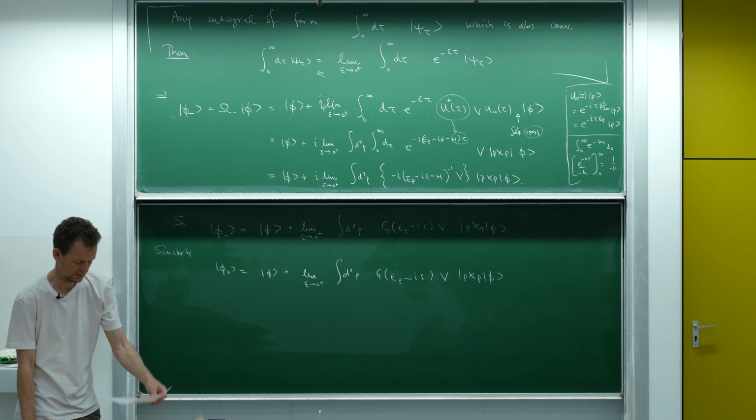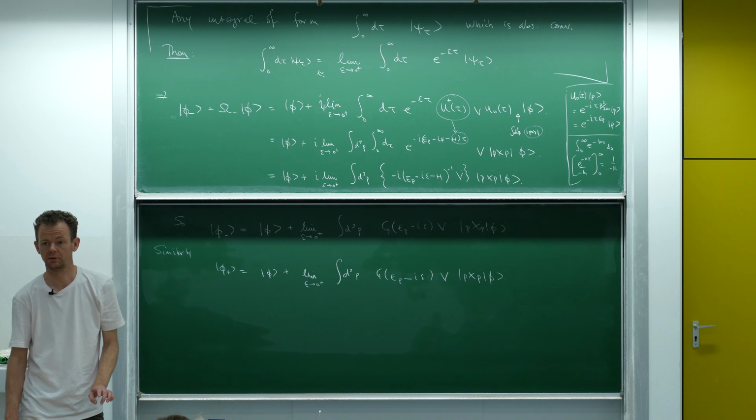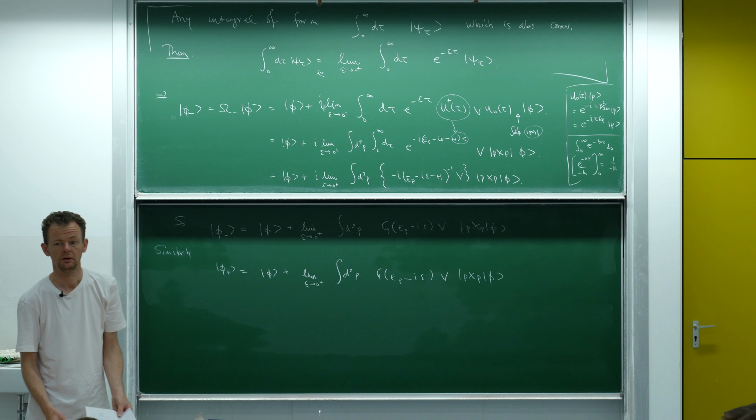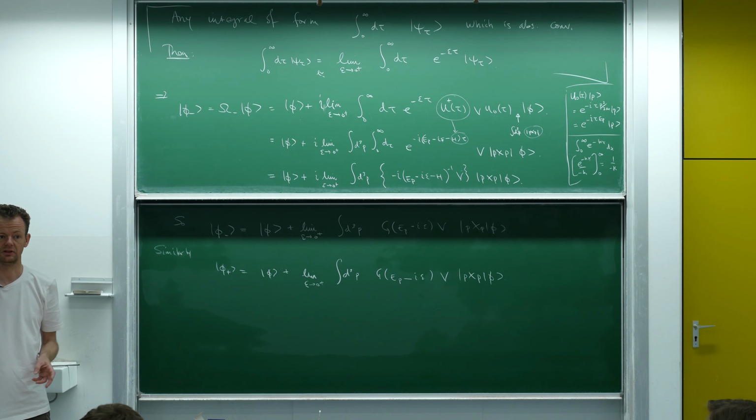But of course, you're entitled to complain that the Miller operator is not something that's observable. It's almost observable. I mean, the product of two Miller operators is the S operator.